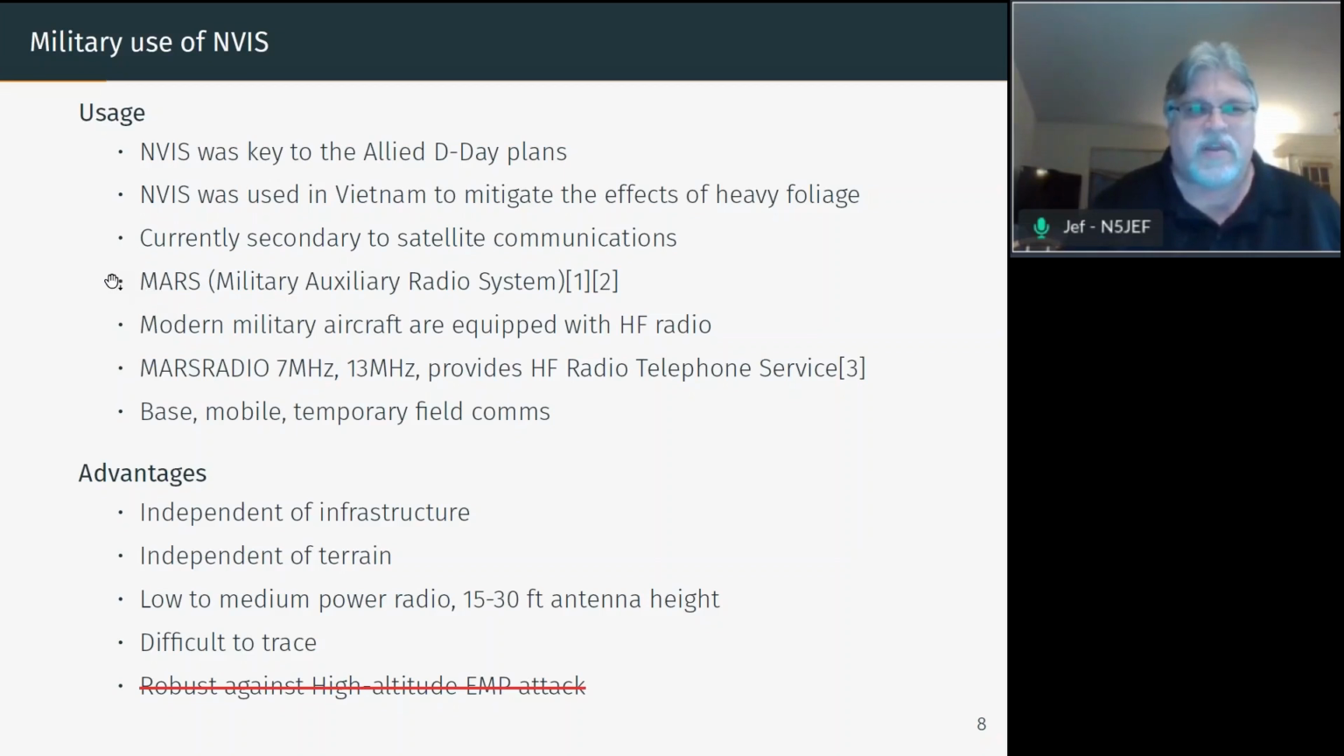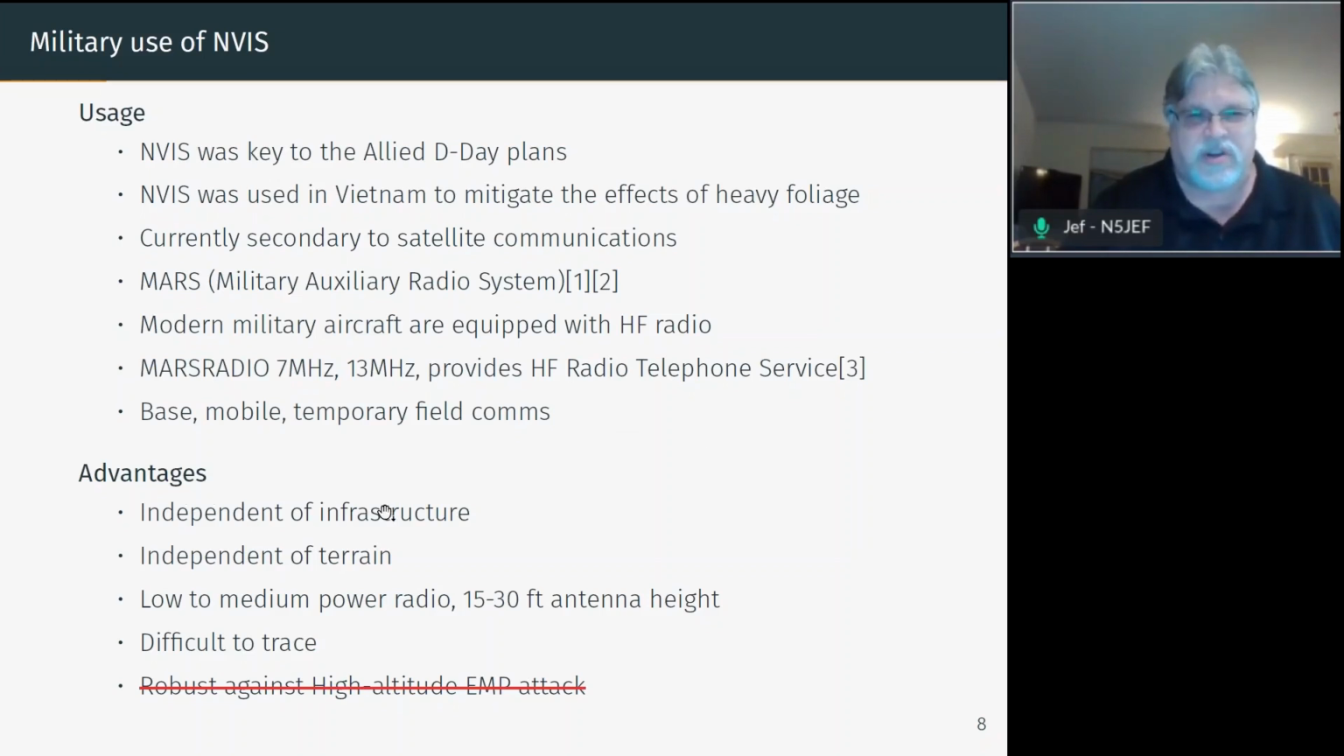MARS is a program that used to be very busy with providing telephone service for our service people overseas. It's faded away a bit, but it still exists. Modern military aircraft are still equipped with HF radio. You'll find a long wire antenna below the fuselage. And the military still has equipment for setting up base, mobile, and temporary field comms. Again, kind of secondary to satellite, but if we lost our satellites, this would do the job.